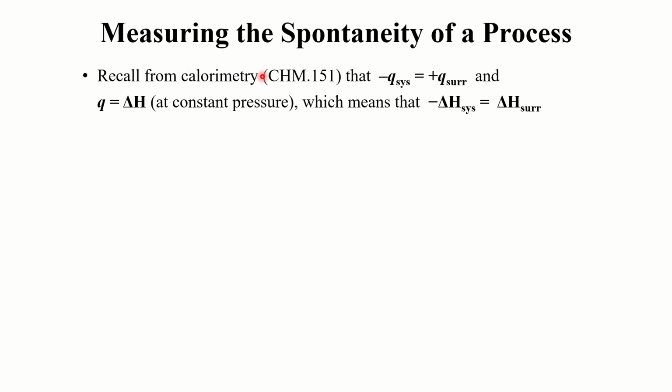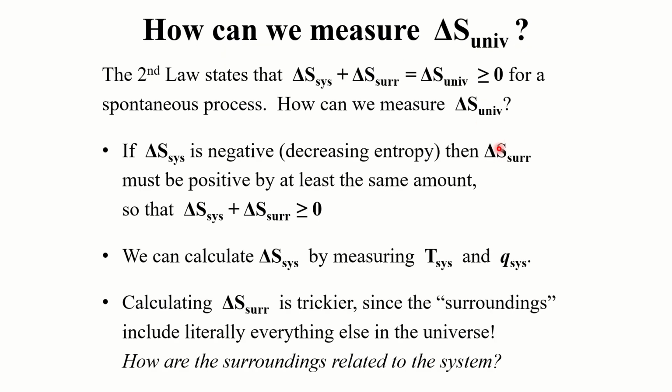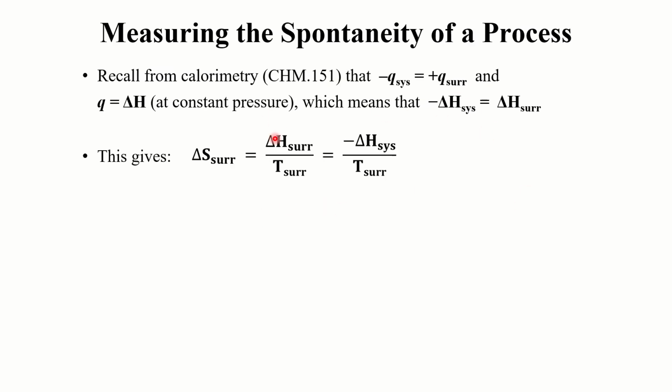So we need to ask, how are the surroundings related to the system? Recalling a definition from calorimetry, which we defined earlier, negative Q system equals Q surroundings. We also defined in Gen Chem 1 that Q, heat, is equal to the change in enthalpy at constant pressure. So Q equals delta H at constant pressure. Making that substitution, negative delta H system is equal to positive delta H surroundings. This gives the equation delta S surroundings equals delta H surroundings over T surroundings, equal to negative delta H system over T surroundings. So basically, I took this equation and plugged in delta H over T.